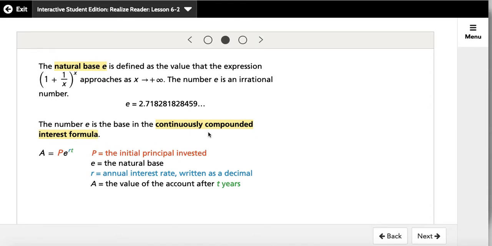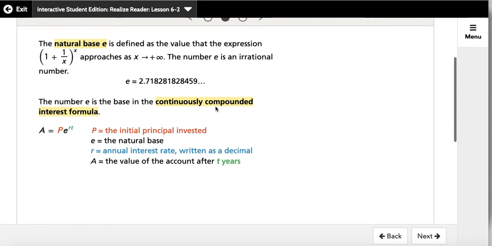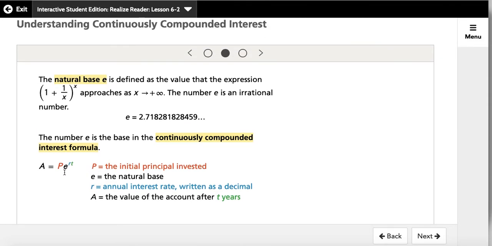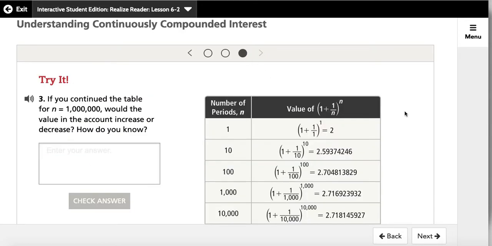The banks use it for compounding interest. The amount that you have can be found by this formula here, PERT. You have the initial principal, the initial amount of money you put in, or the initial amount, because it doesn't have to be money. There's the continuous rate, R, the interest rate, and T for the value in the account after T years. We're going to apply this, A equals P e to the rt, in the problems in these two examples.